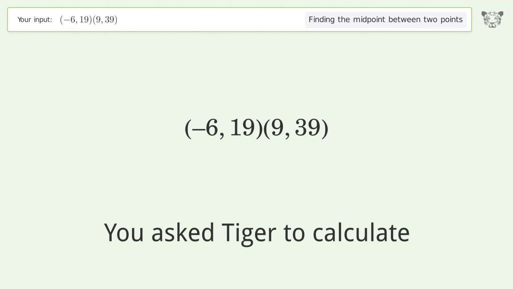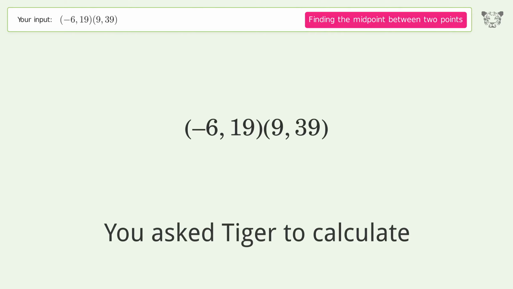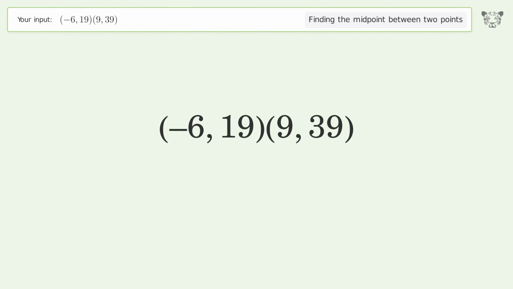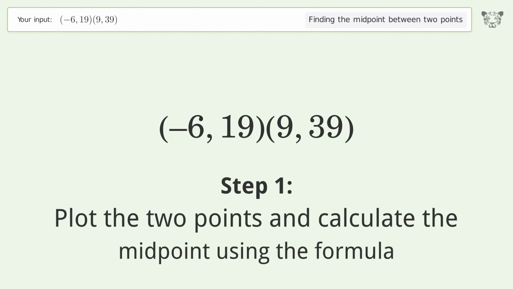You ask Tiger to calculate. This deals with finding the midpoint between 2 points. The midpoint between the 2 points is 1.529. Let's solve it step by step. Plot the 2 points and calculate the midpoint using the formula.